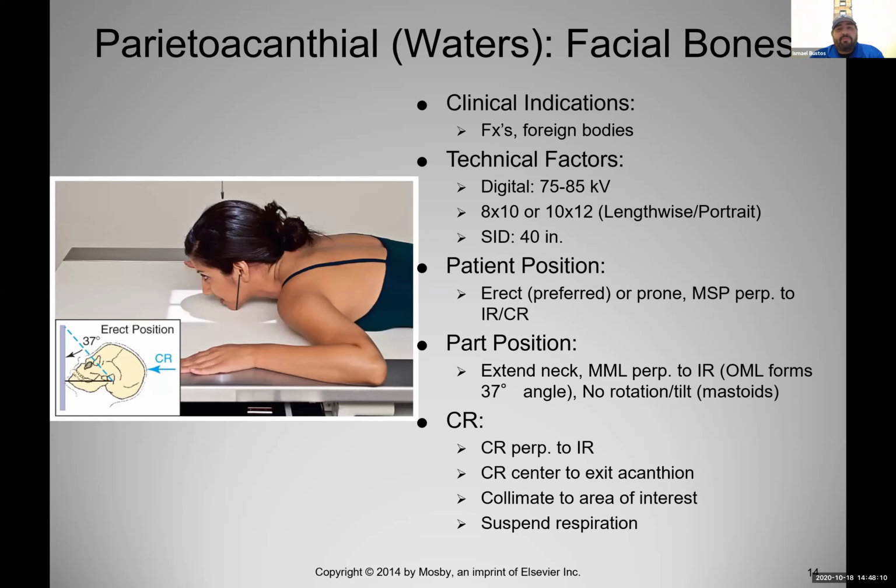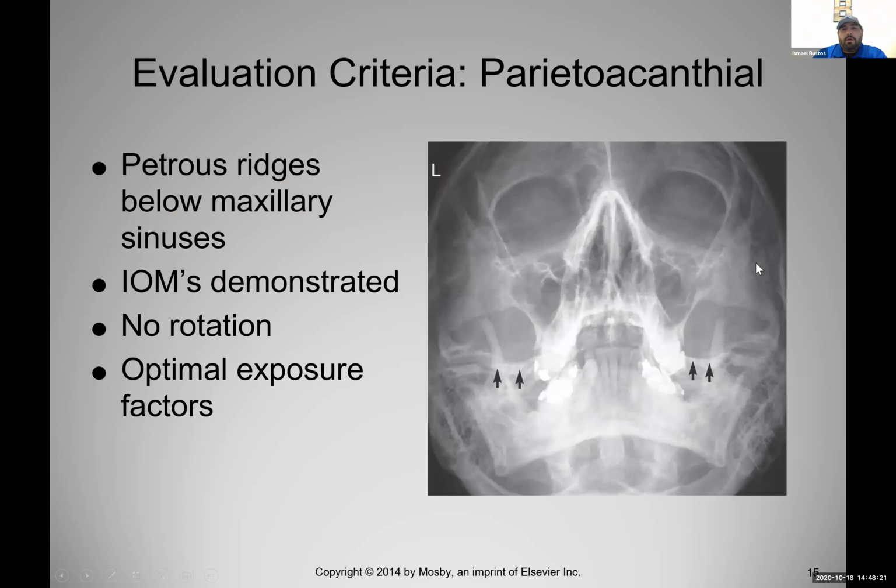Right? Hopefully you said it's important because it helps to place the ridges below the maxillary sinuses. Right? CR perpendicular to the IR, still exit at the acanthion, collimate, suspend respiration. Now, again, this projection is supposed to be for the orbits, but most of the time you're going to just include all of the facial bones, right? They'll just do it as one projection. It'll be a facial bones projection, but it'll include the orbits.